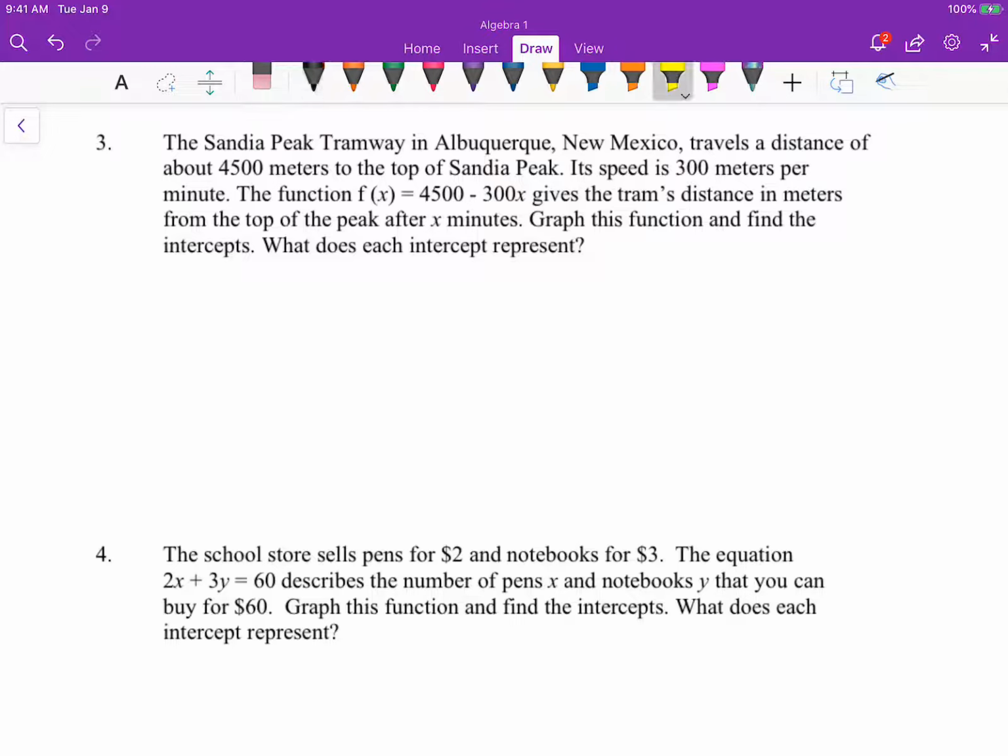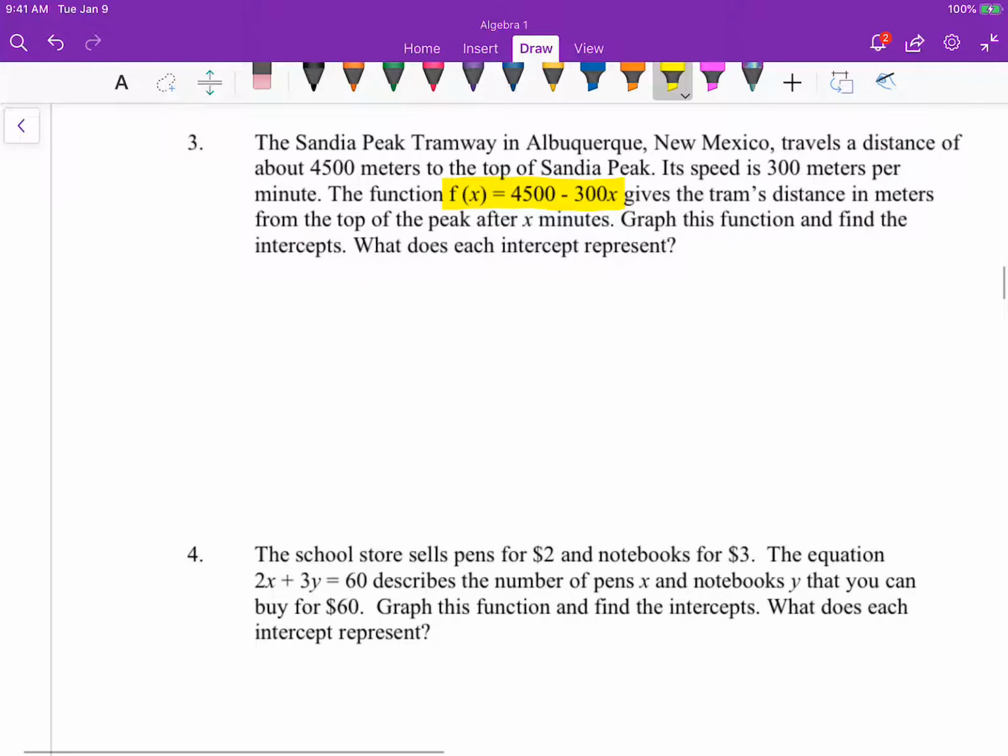So I'm going to take the equation that they gave us, which is f of x equals 4,500 minus 300x. And because I have to find the intercepts, getting it in that ax plus by equals c form lets us do that cover-up method and lets us get those intercepts really, really quickly. And you haven't seen this yet, but then it makes graphing it so nice.